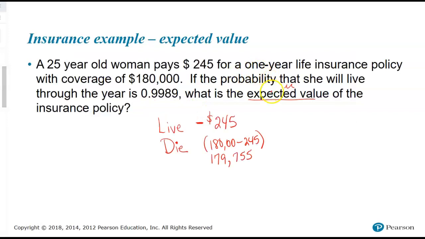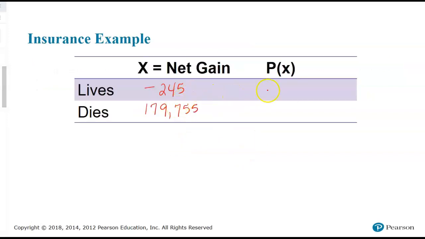All right, on the probabilities, a 25-year-old woman is usually pretty healthy, so she has a really good probability that she's going to live through the year. So 0.9989 is going to be the probability that she lives through the year. So the probability that she dies is 1 minus the probability that she lives. So that probability is 0.0011. Okay, that's kind of the hard part.